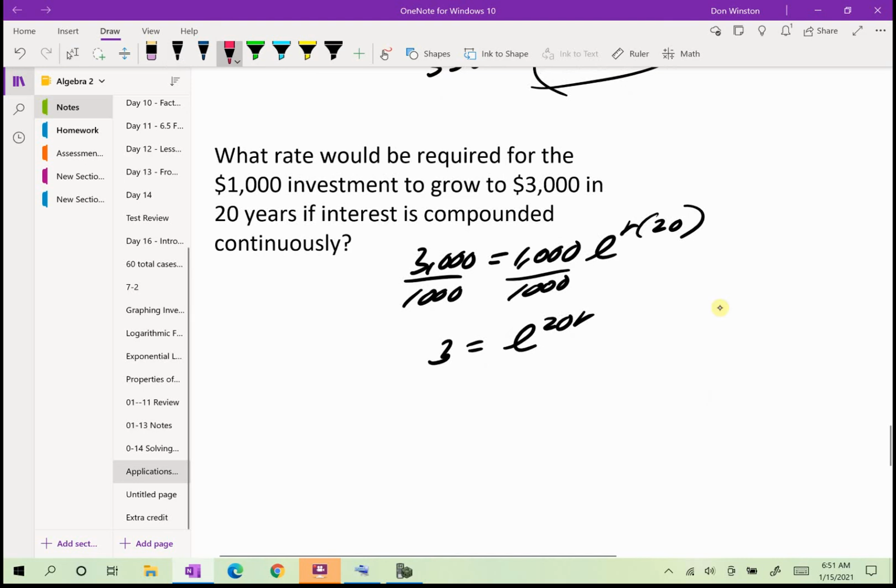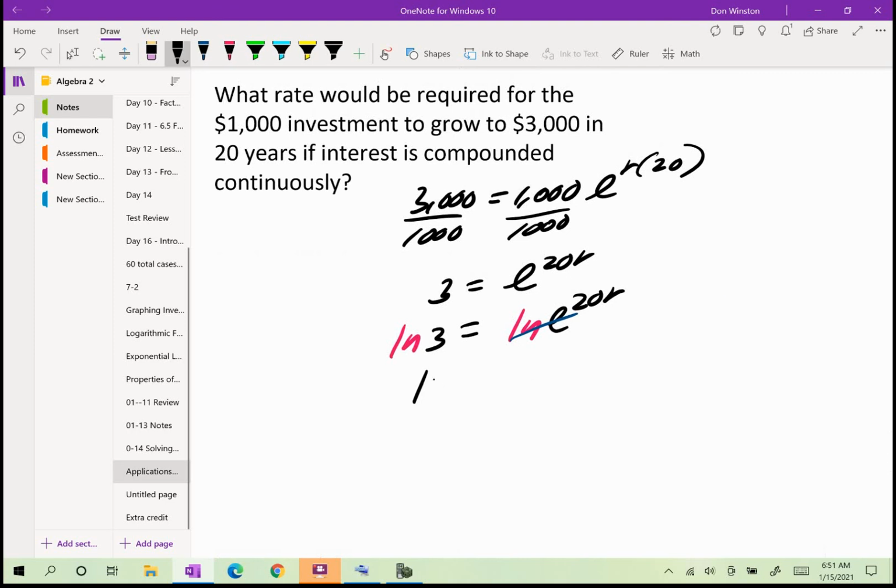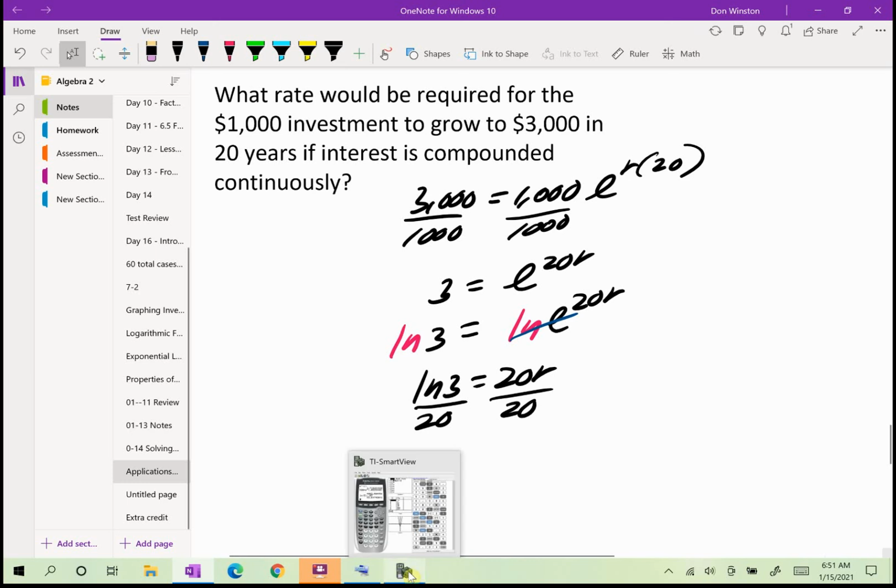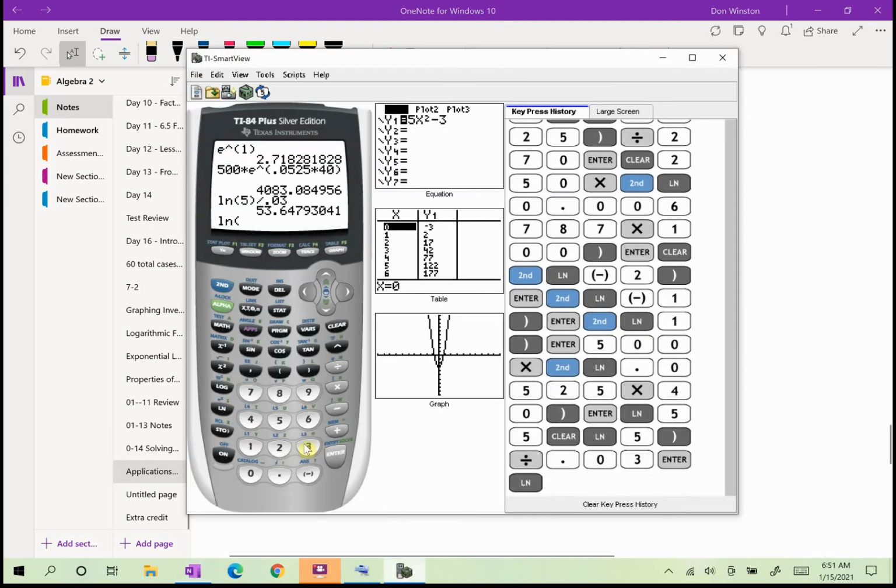I'll take the natural log of both sides because I want to get rid of the e. So natural log of both sides, e raised to 20r, so that cancels out. Now I just have the natural log of 3 equals 20r. I'll divide both sides by 20, and that will give me the rate that will be required for that initial investment of 1,000 to grow to 3,000 in 20 years. So the natural log of 3 divided by 20.